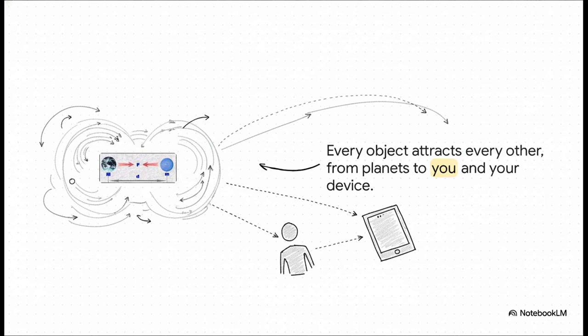So yeah, the Earth pulls on the moon, sure. But that also means there's a tiny, tiny gravitational pull between you and the very device you're watching this on right now. Now, it's an unbelievably weak force at that scale, but it's always there. It's this constant, invisible connection.